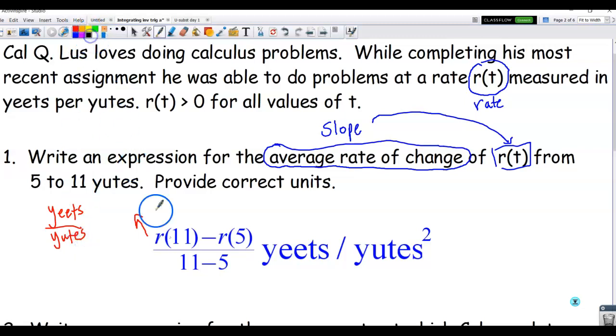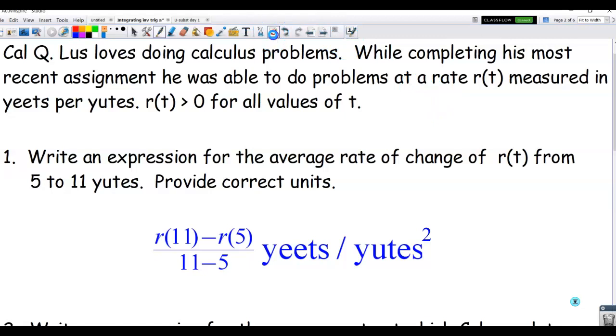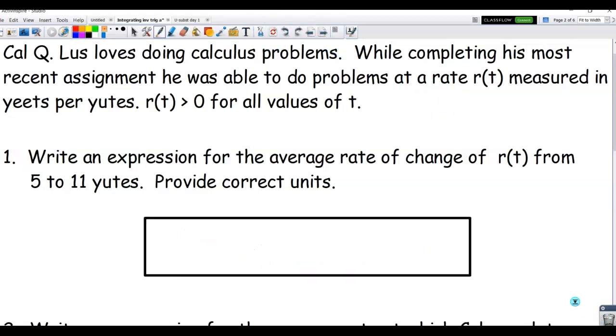The denominator, which is time, so to speak, is measured in utes. So now we are dividing again by utes. So if you put that over 1 and multiply by the reciprocal, you can see that you're going to get yeats per utes squared for number 1. All right, I'm going to clear the screen and let's go to warm up. Let's just do a reset. Let's go to number 2.